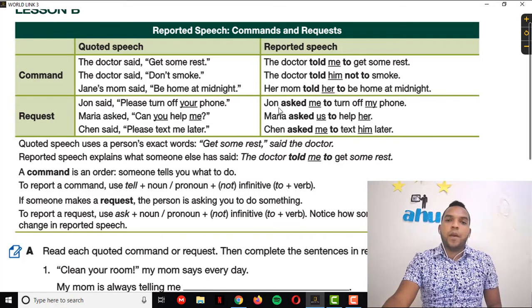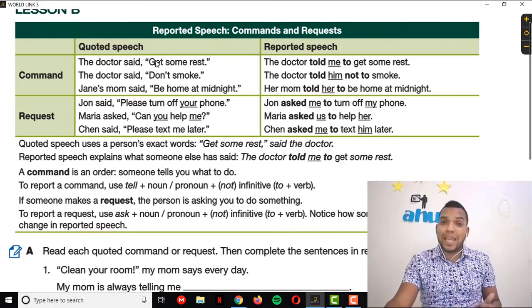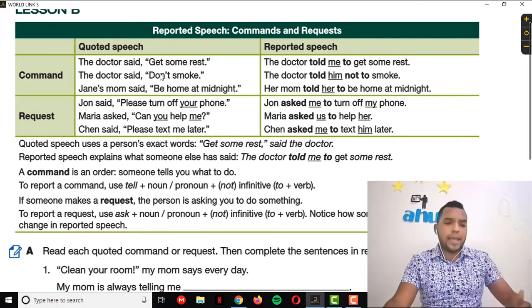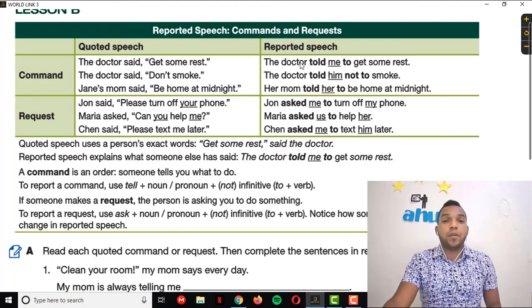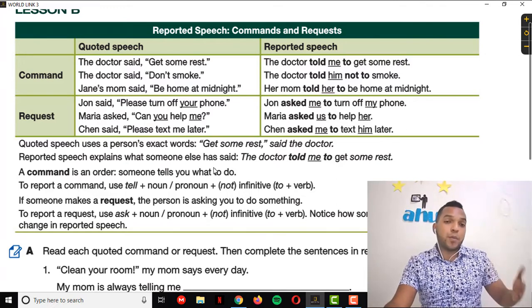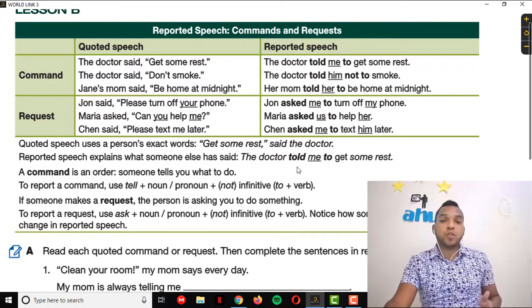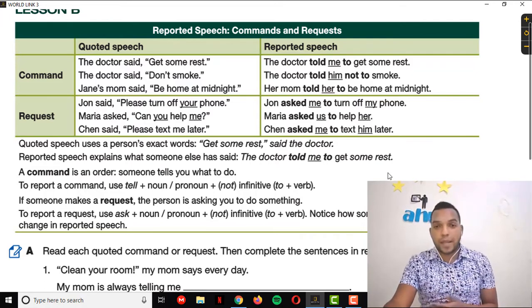All right? Or without changing "he", because remember, it's the same sentence. He says, "I like your class." Now, in the reported speech, you are, in this case, explaining what another person has said. Like, the doctor told me to get some rest.